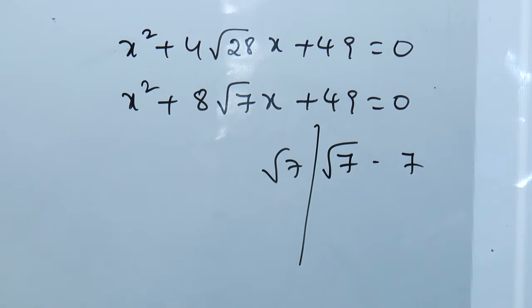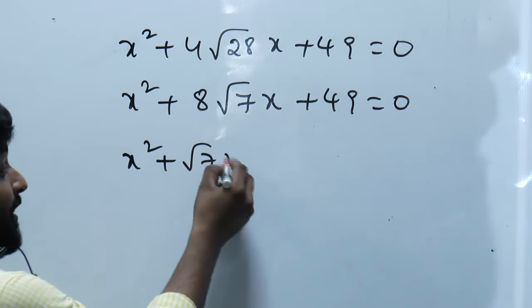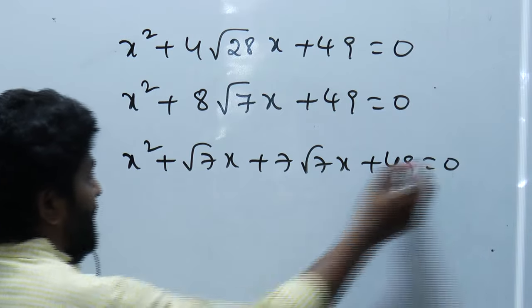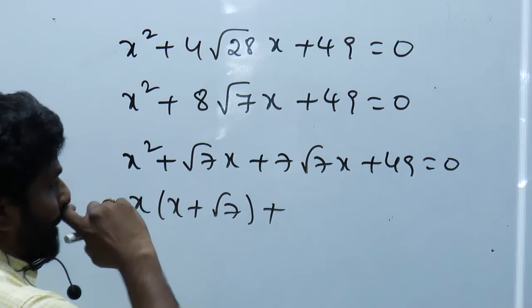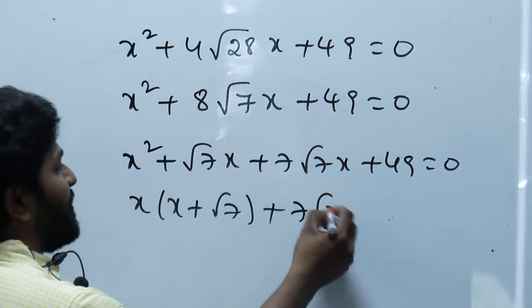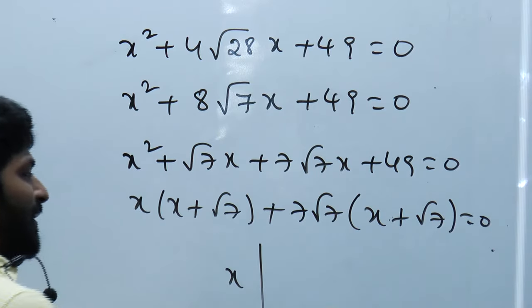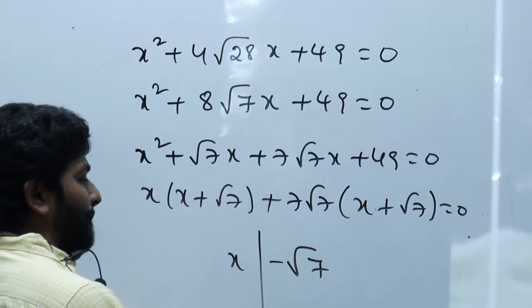Product is 49 still. So combinations: x square plus root 7x plus 7 root 7x plus 49 is equal to 0. Take x common, x plus root 7, plus take 7 root 7 common, x plus root 7 is equal to 0. So x values are minus root 7 and minus 7 root 7.